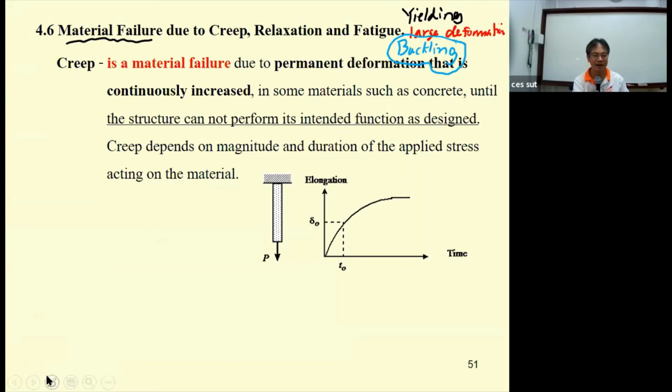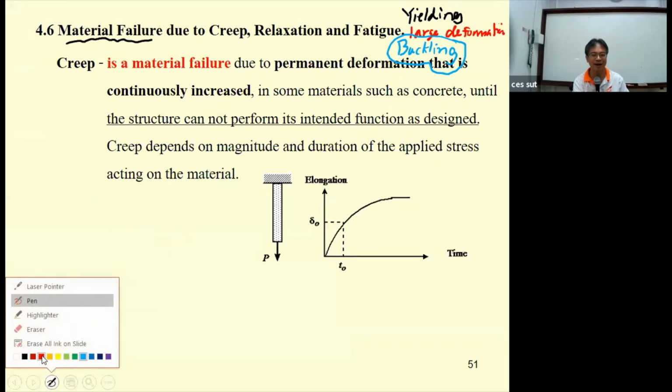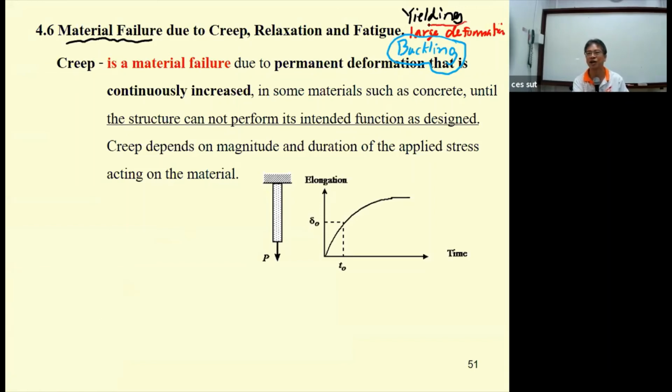Okay, the yielding, if we have a structure that is short, the column, for example, the short column will fail by yielding. The short steel column will fail by yielding. But the long column will fail by buckling. You know this from the mechanics of materials. And for the other behavior, we have creep.